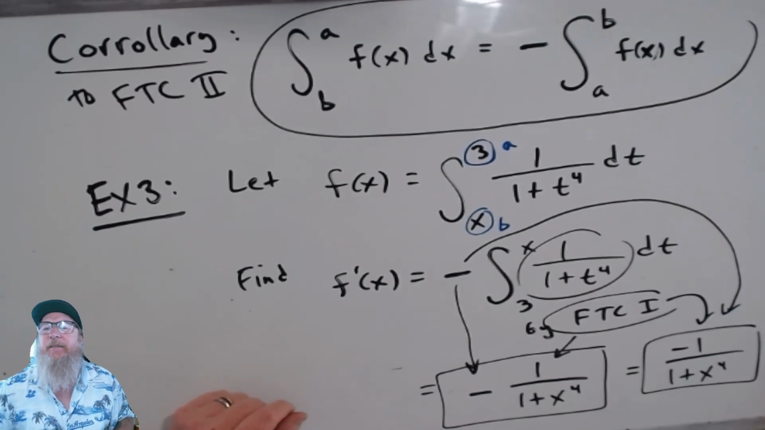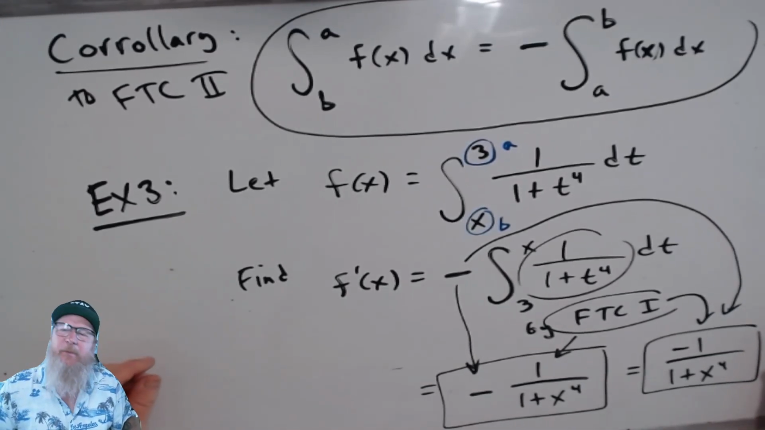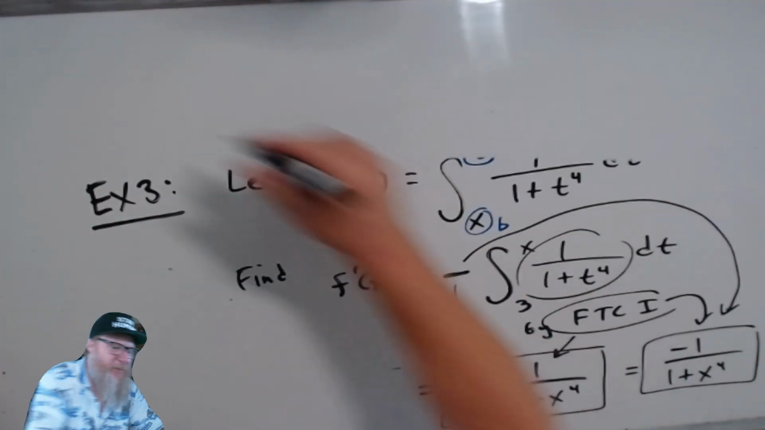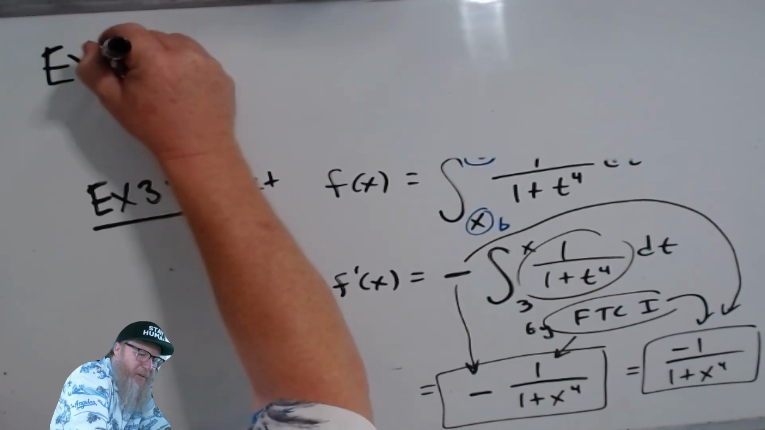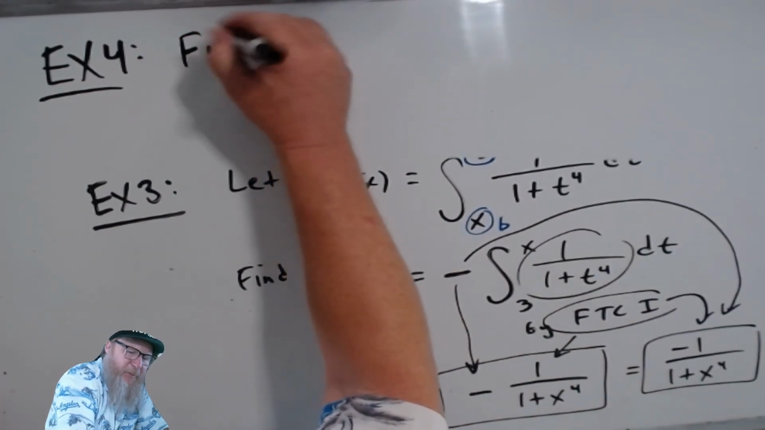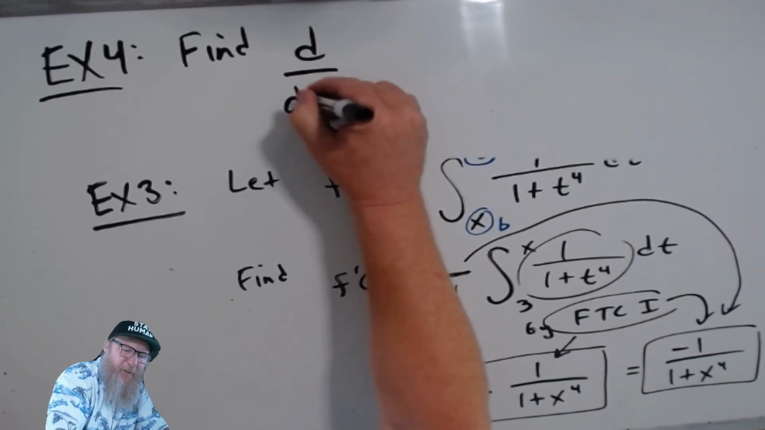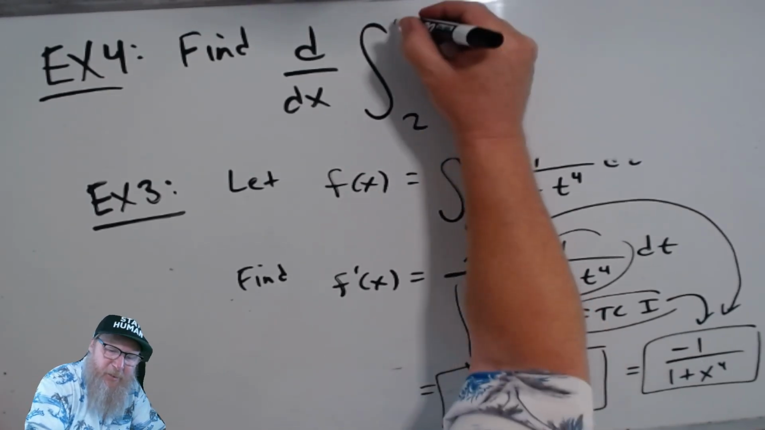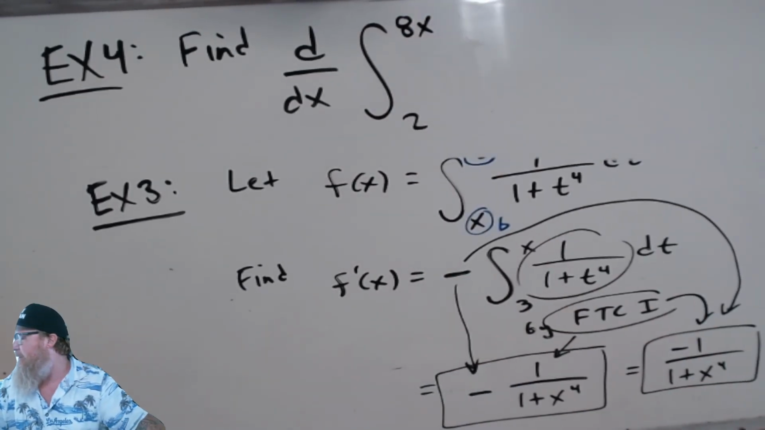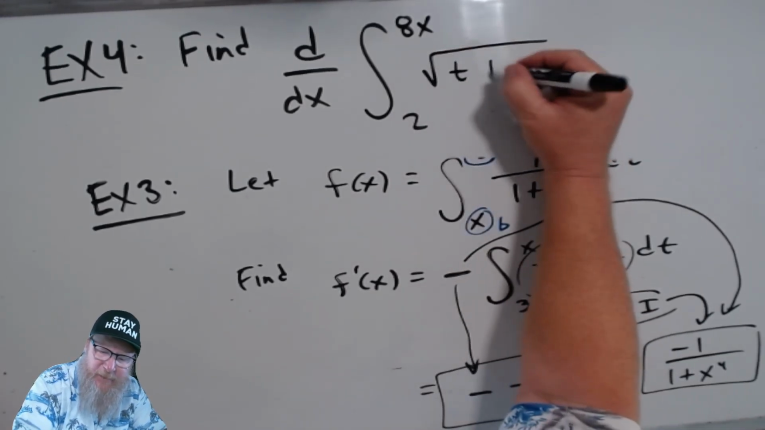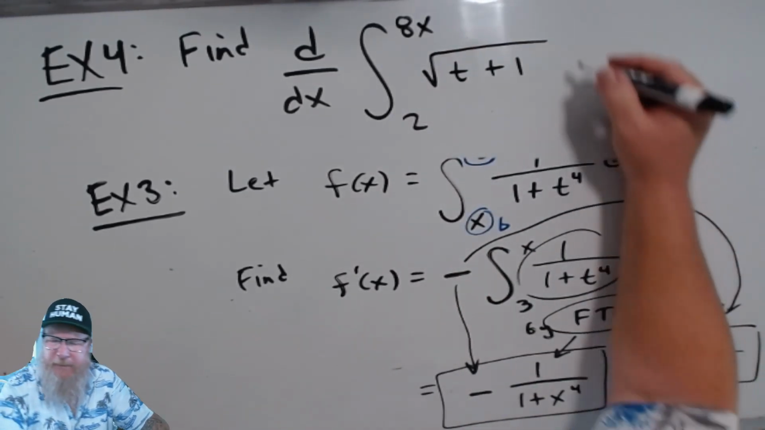Well, that's the end of the basic examples. We've got a couple more elaborate examples that involve multiple steps. Find the derivative with respect to x of the integral from 2 to 8x of the square root of t plus 1 dt.